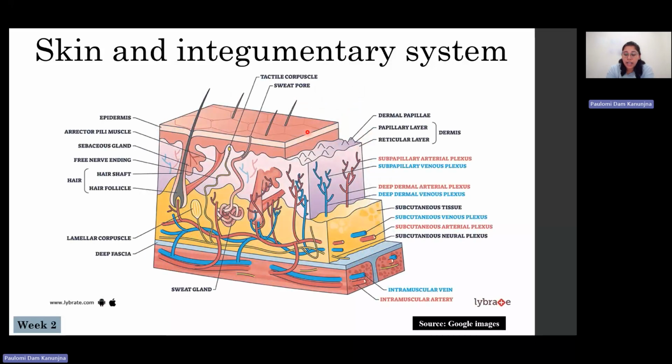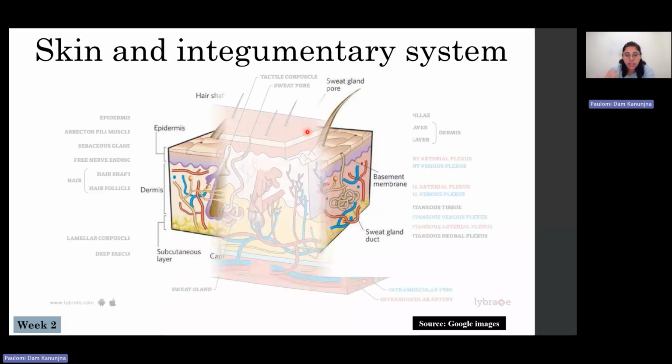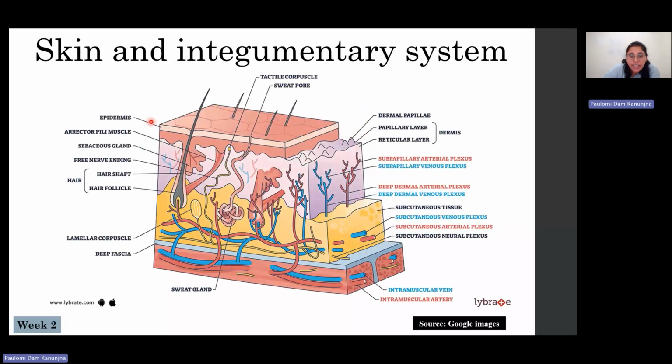Now, I already told you about the different layers, but just looking at this once again, you have the epidermis, and this is your hair follicle. Like I said, this is hair shaft. So the one that protrudes out is hair shaft, but the one that is at the base is called the hair follicle. Together they make up hair. Then you have the dermis, right? So dermis has three layers on its own. You have dermal papillae, papillary layer, and reticular layer. And then you have subcutaneous layer.